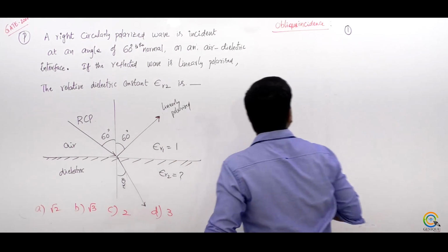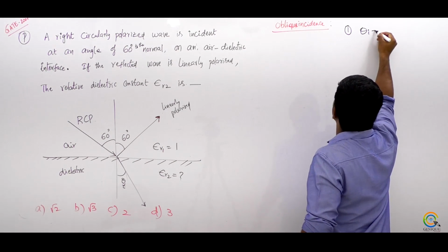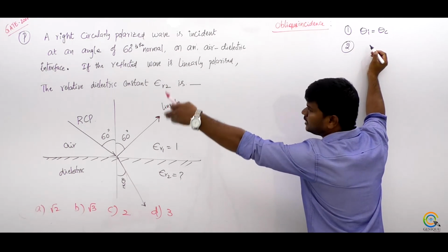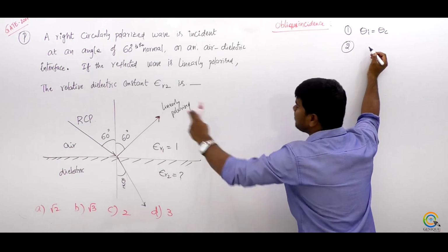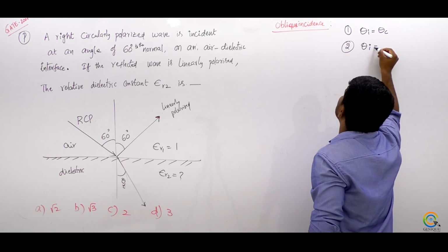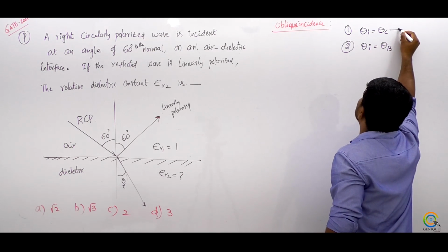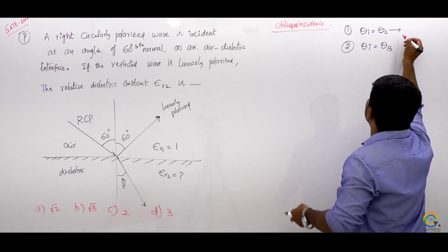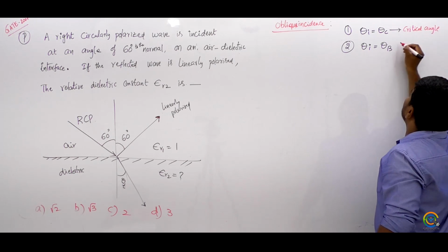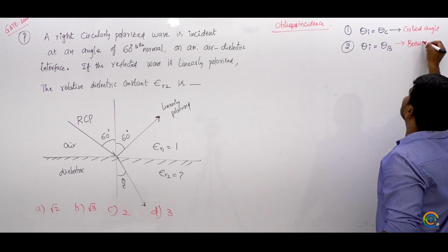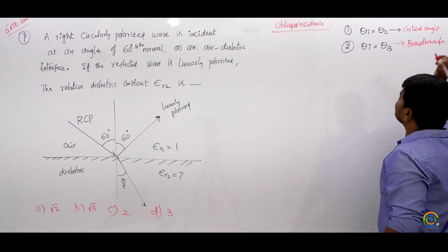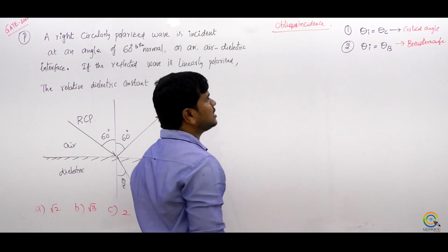The angle of incidence is theta I. When it is incident with some angle, if theta I, the incident angle, is equal to theta C, it is called the critical angle. If theta I is equal to theta B, it is called the Brewster's angle.